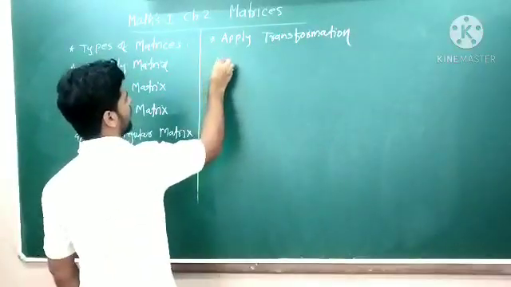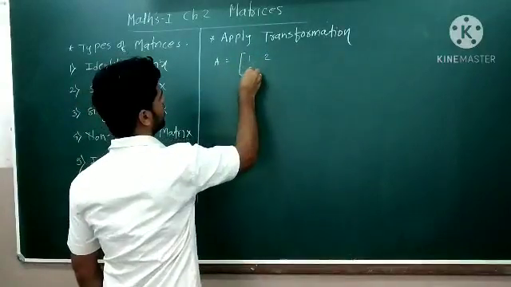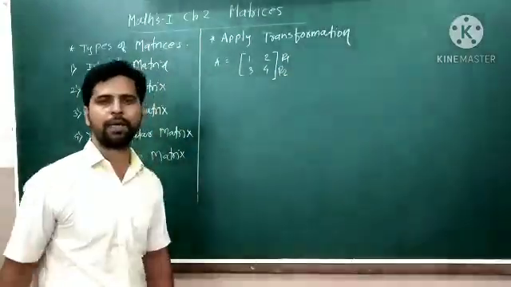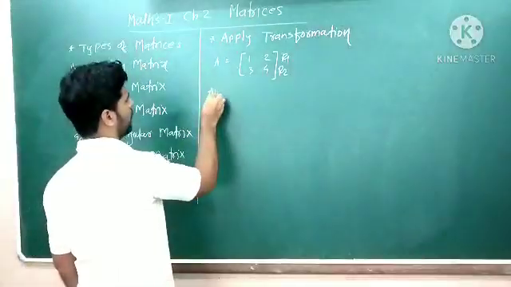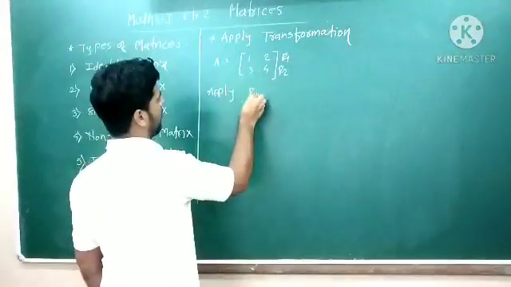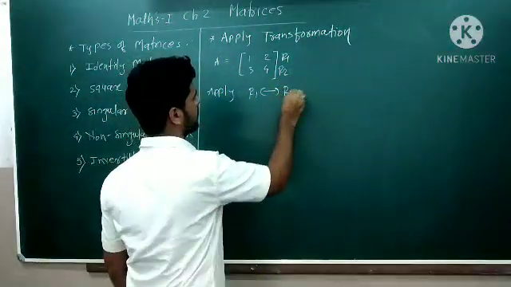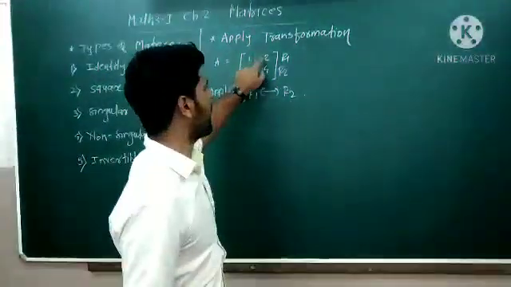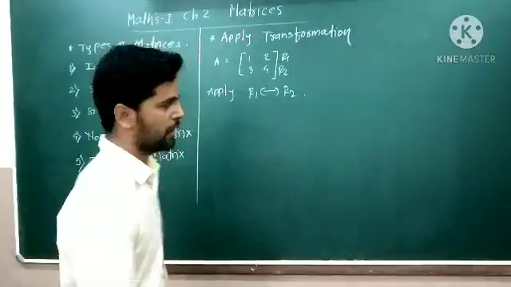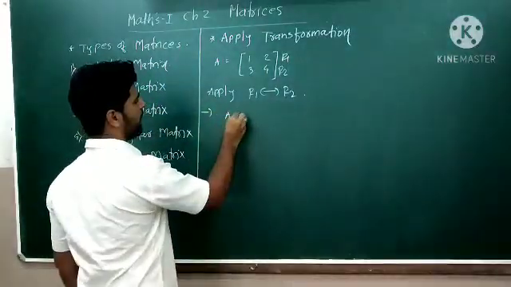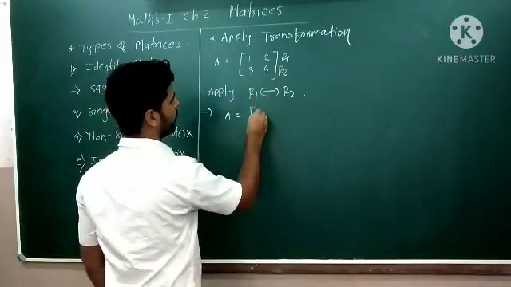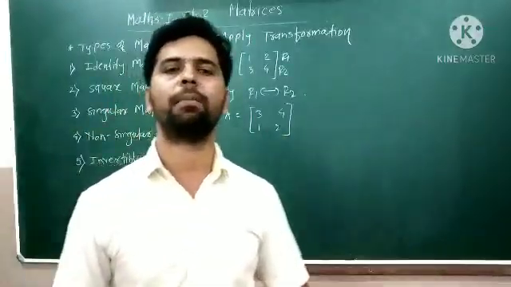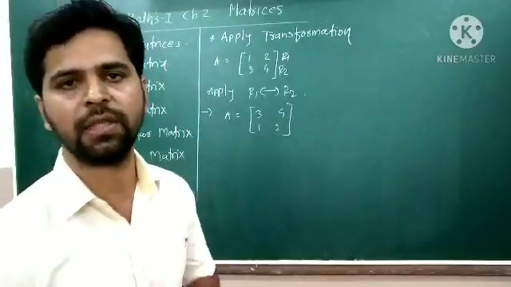Suppose we have any matrix 1, 2, 3, 4. Here we know it is row 1 and row 2. And the question is apply R1 interchanging with R2. This operation we have to apply. R1 interchanging with R2 means row 1 and row 2, you have to change the position. So if I apply, what would be my solution? Matrix would be the same, that is A. So 3, 4 becomes your first row and 1, 2 becomes your second. This is called application of transformation R1 interchanging with R2.